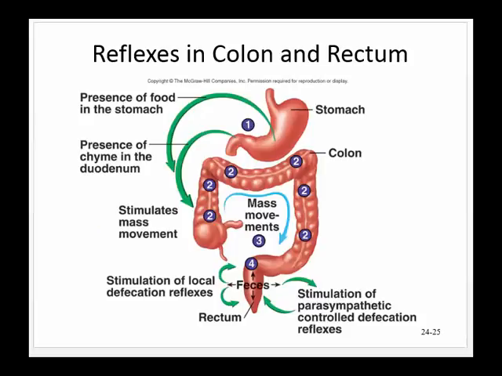This picture kind of illustrates these different reflexes, where if there's food in the stomach, if there's chyme in the duodenum, these stimulate a mass movement through the large intestine. And then again, once that feces arrives at the rectum, it pushes on the wall, and then that will initiate the defecation reflex.